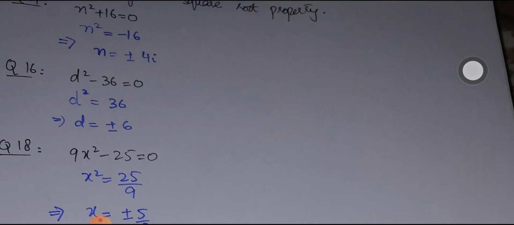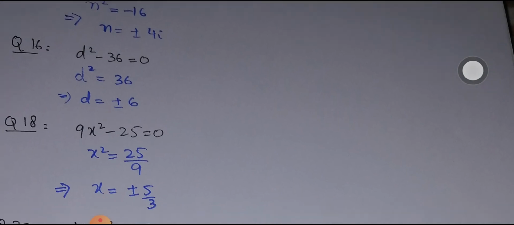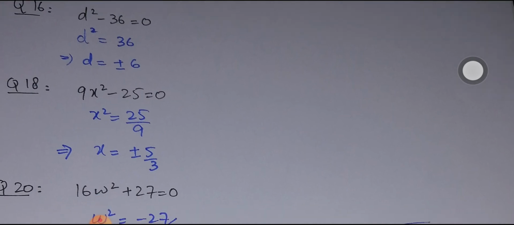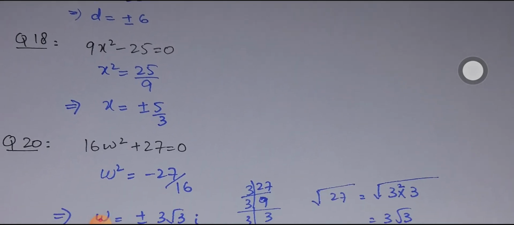So next we have question number 16. d square minus 36 is equal to 0. We will shift 36 to the right hand side. Taking square root on both sides, we will get d to be plus minus 6. Next we have question number 18. 9x square minus 25 is equal to 0. Again we will shift the number to the right hand side, so we get 25 over 9. Now taking square root on both sides, we will get plus minus 5 over 3.